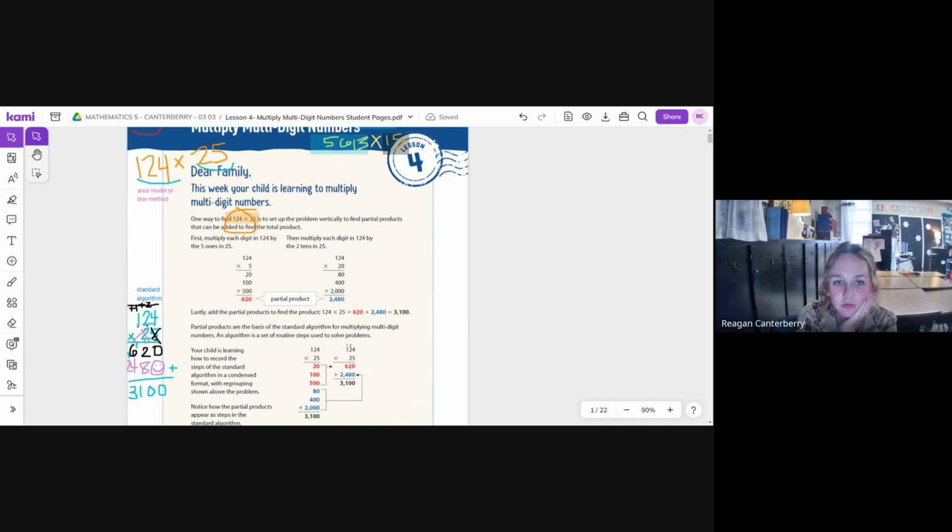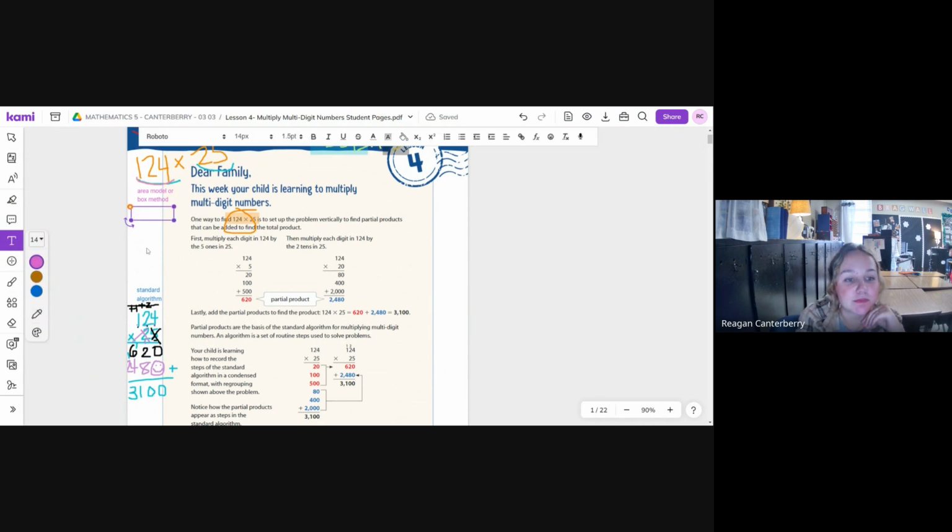Okay, so let's move on to the next strategy, which is the area model or box method, which is what they'll be calling it. So we're going to start with the same problem, 124 times 25. And I'm going to start with this larger number, 124. And I'm going to put this number in expanded form. That means I look at each place value and I stretch this number out into kind of an addition problem based on place value.